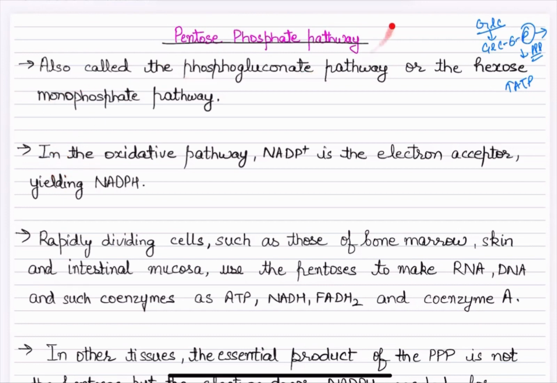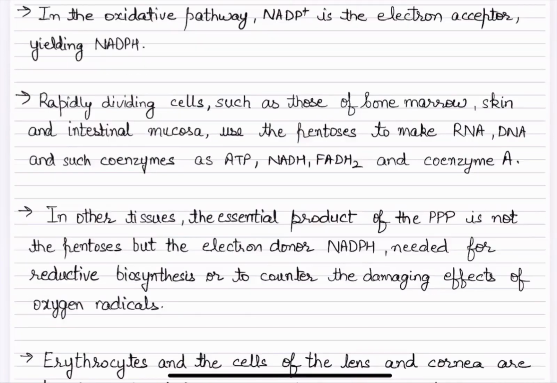There are two phases of pentose phosphate pathway, oxidative phase and non-oxidative phase. In the oxidative phase, NADP plus is the electron acceptor, which yields NADPH. Rapidly dividing cells, such as those of bone marrow, skin, intestinal mucosa, use the pentoses to make RNA, DNA, and coenzymes, such as ATP, NADH, FADH2, and coenzyme A. So we have seen that riboses are required in RNA and deoxyriboses are required in DNA. So that's how pentoses work there.